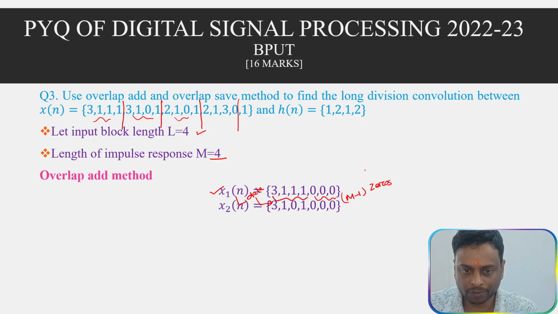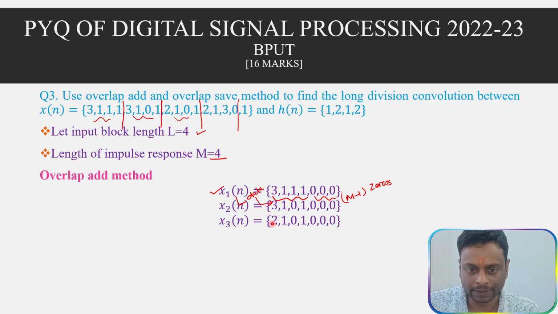Next, for finding x2 of n, similarly we take the new data, that is 3, 1, 0, 1. Similarly, 3 zeros you have to append, that is m minus 1 zeros. The same for all the blocks. So x3 of n is 2, 1, 0, 1, the new data, then m minus 1 zeros, so 3 zeros. Similarly, x4 of n is 2, 1, 3, 0, the new data, then you append m minus 1 zeros. So the size will be the same for x1, x2, x3 and x4.